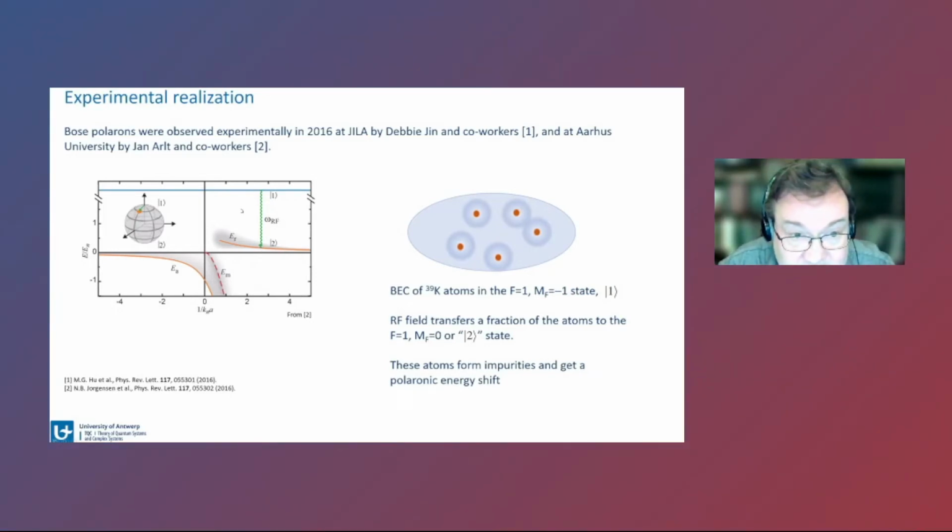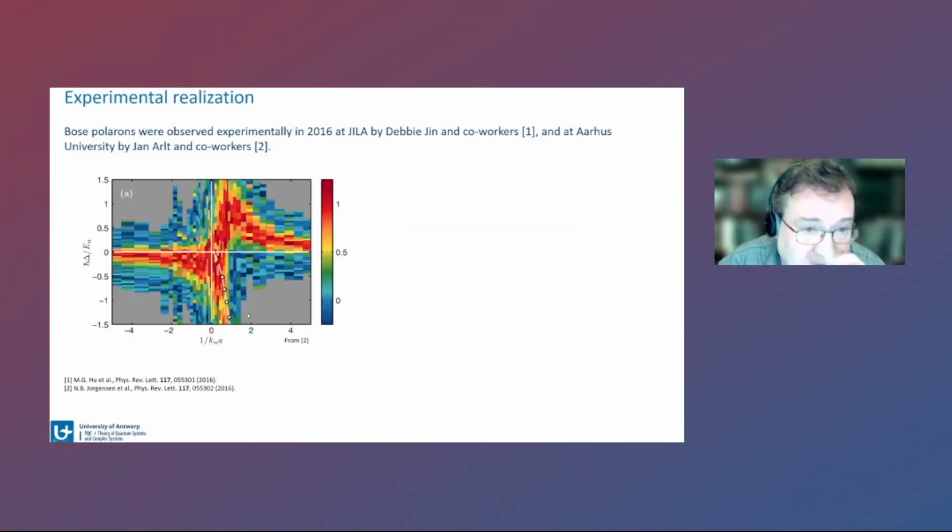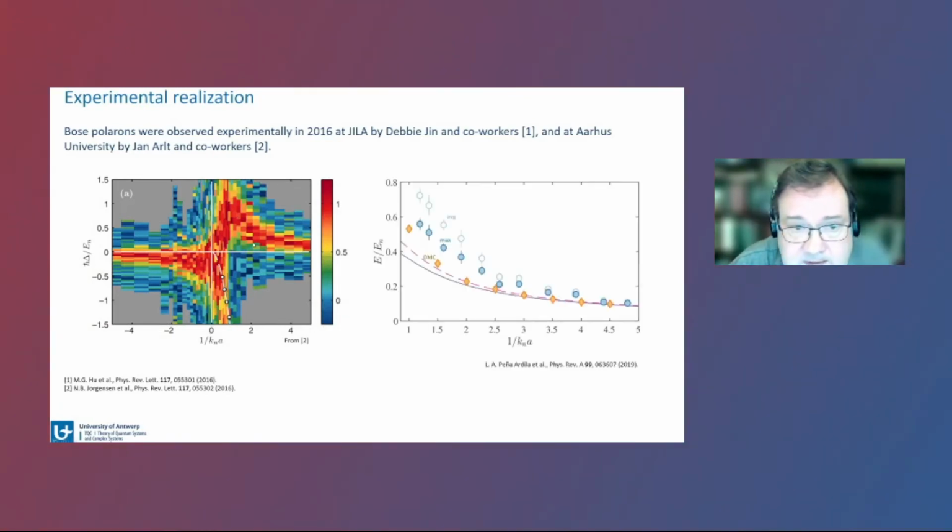So I'm going to be focusing on what happens on the right-hand side, on the repulsive polaron, rather than on the stuff on the left-hand side. So here you see the experimental results. It's a little bit messy, but you can see the trend. And if we put some theory there, that's shown here on the right. The diamonds are diffusion Monte Carlo calculations by Luis Pena Ardila. There are some other curves there that are variational Monte Carlo calculations, and the circles are the experiment.